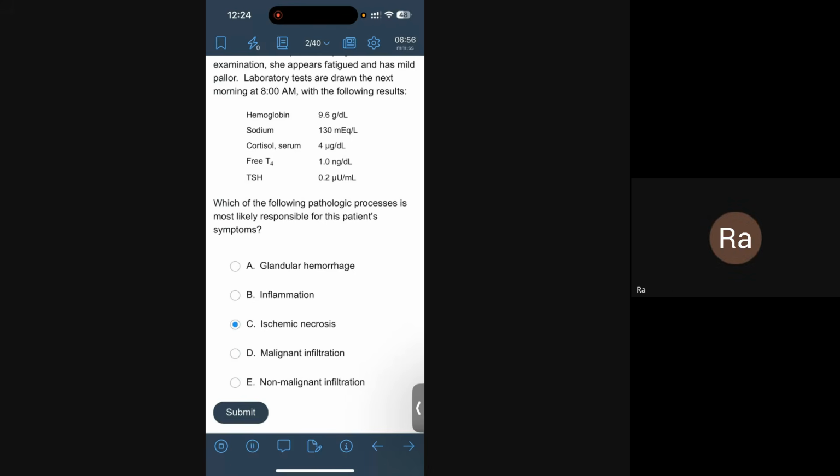Pituitary apoplexy. A would be the right answer for pituitary apoplexy. Non-malignant infiltration: do you know a case of non-malignant infiltrative disease that is also usually associated with hypopituitarism? Sarcoidosis. Sarcoidosis, as an infiltrative lesion, can also cause hypopituitarism. You will see one question regarding sarcoidosis. Remember this, non-malignant infiltration.